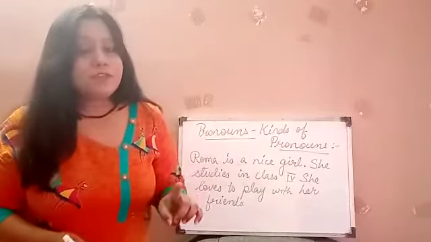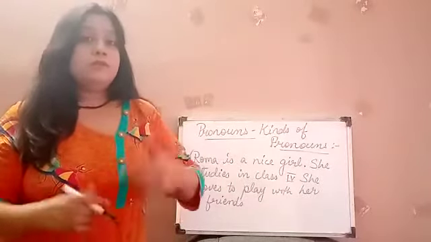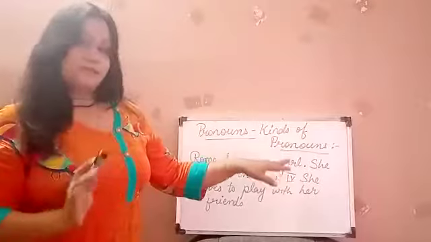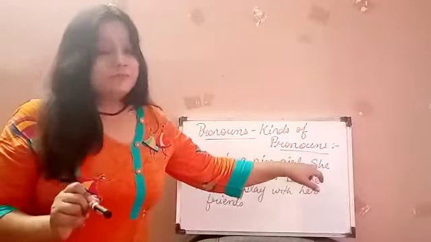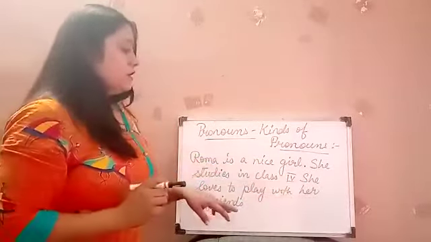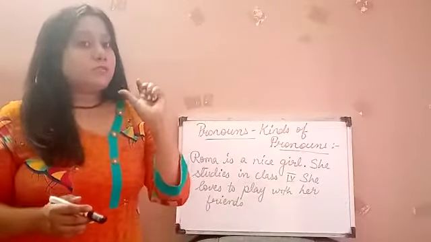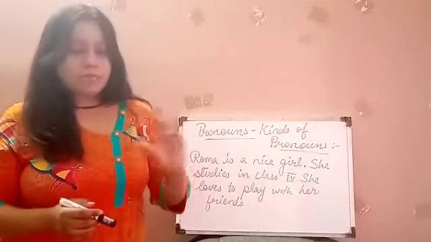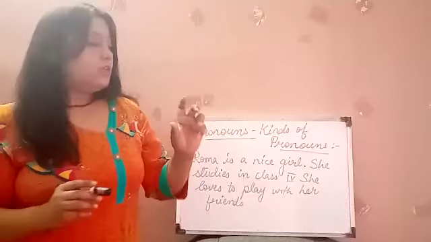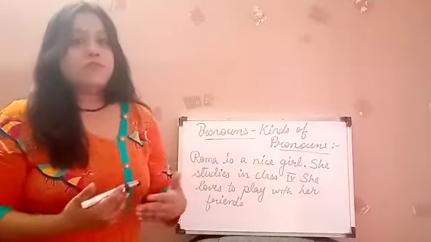So in the first sentence we have given the name Roma, but when we are talking more about Roma, we are not using the name repeatedly, right? Like Roma is a nice girl, Roma is in class 4th. Here we have used the word she, that she studies in class 4th. She loves to play with her friends. We are not saying that Roma loves to play with Roma's friends. So, when you are talking about the same person, the same place, the same noun, you should not use the proper noun repeatedly. So, this, she, her, these are the examples of pronouns.